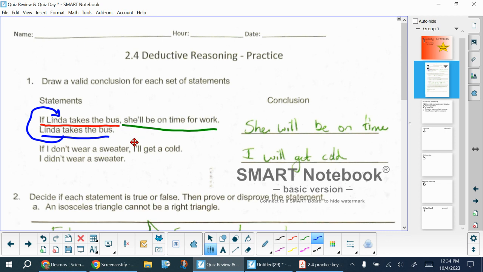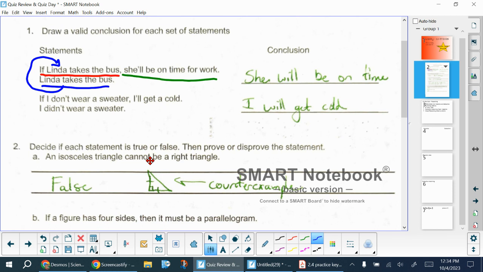The whole idea here, we talked about this yesterday in class. If we end up finding out that the first part, the if part, is true, then we know that the then part is true. That seems almost stupid, but it's that very basic building block of logic. You have a statement, if this, then that, and the first part is true, the second part is true. That's what the statement means.